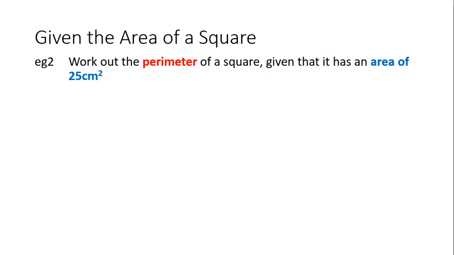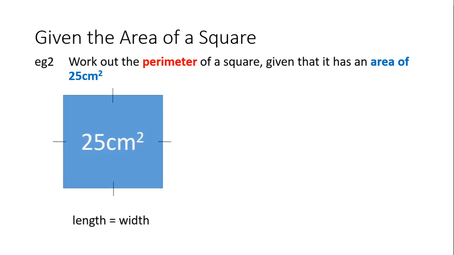Now this one's a little bit more challenging because reading this carefully, I'm not looking for the length or the width. I'm looking for the perimeter. Work out the perimeter of a square given that it has an area of 25 centimeters squared. Again, maybe a diagram will help.